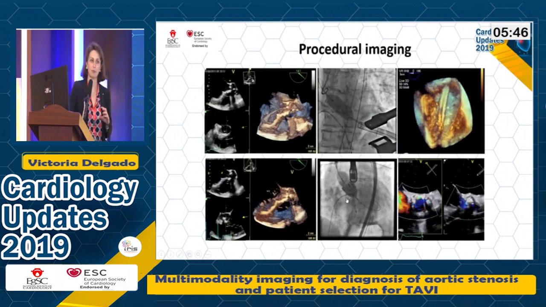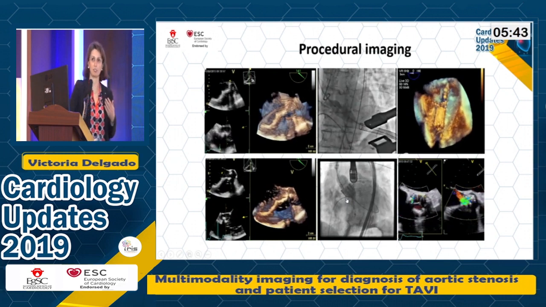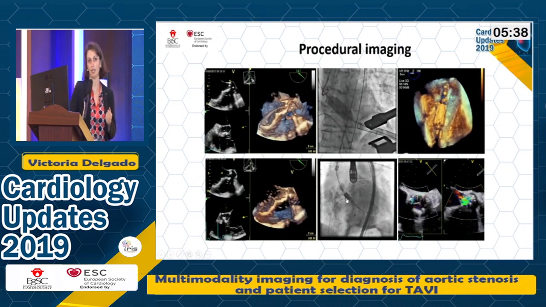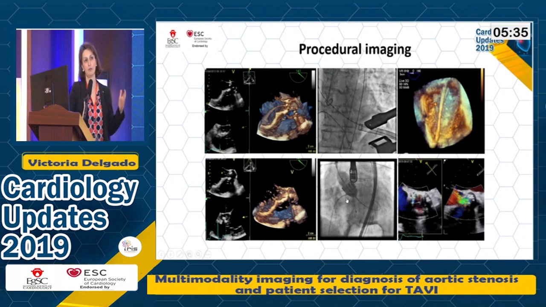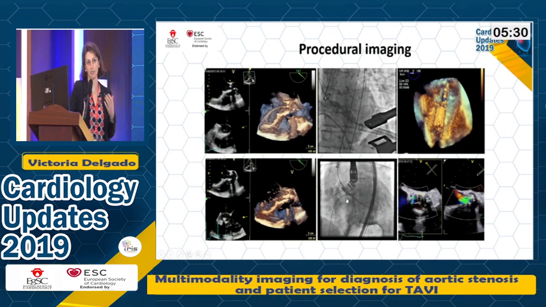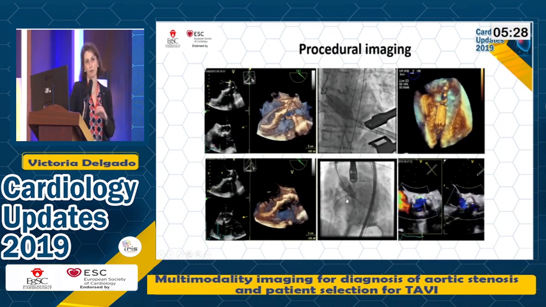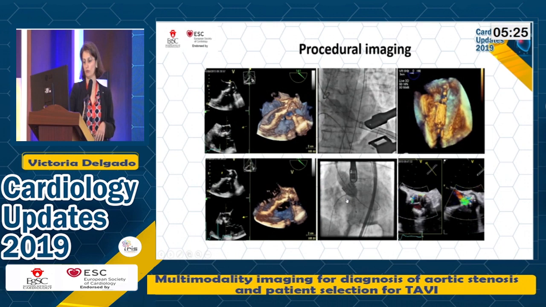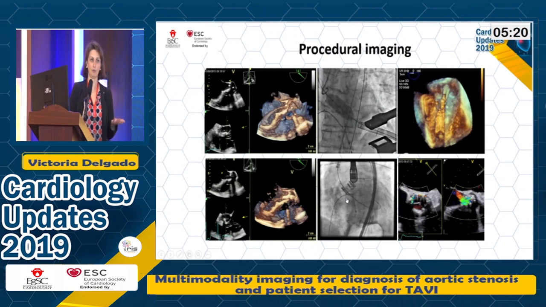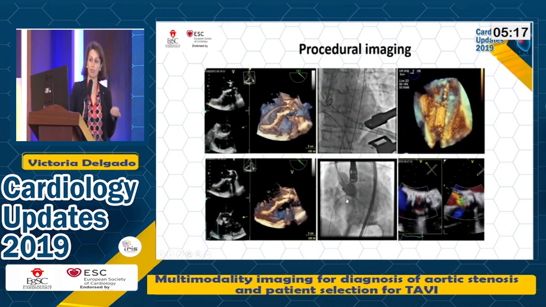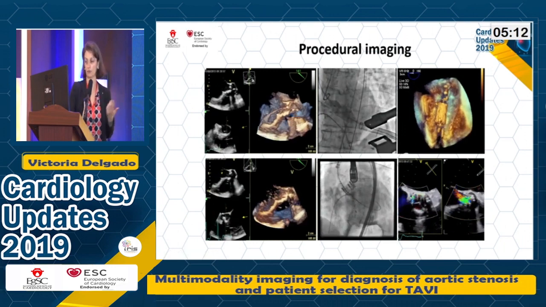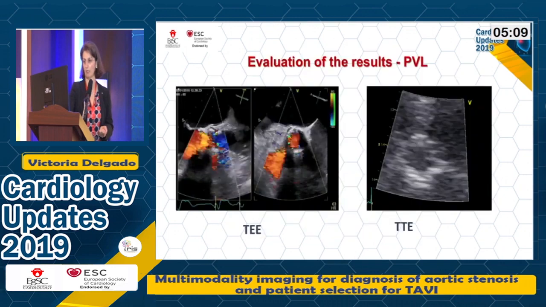And then during the procedural imaging, the majority of us started with transesophageal echocardiography to assist the procedure. But as I said, with the development of the delivery sheets and the devices, which are much smaller in profile, we have changed more to transthoracic echocardiography. Issues to consider during the procedure: the most important, the hemodynamic result after the implantation, the potential complications like pericardial effusion, and the most frequent one would be the presence of paravalvular regurgitation.